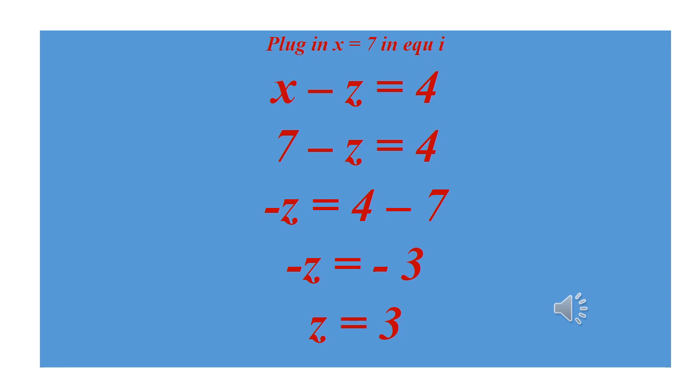Or you minus 7 from both sides. That's additive inverse. So we have minus z equals 4 minus 7, which will give us minus 3. So we have minus z equals minus 3. We divide by minus 1, or the minus sign cancels each other. We have z equals 3.